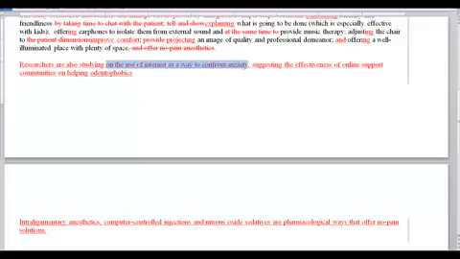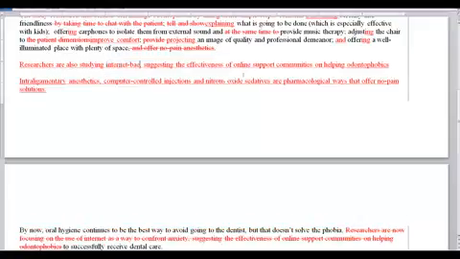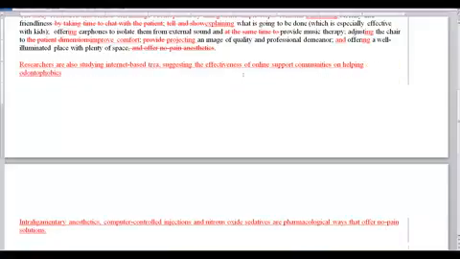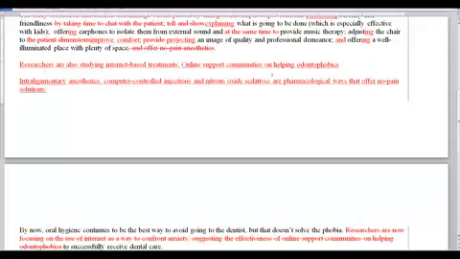I don't think we need to repeat confronting anxiety. We know anxiety is involved here, so researchers are also studying internet-based treatments and online support communities, just to describe what those internet-based treatments entail. Online support communities may help odontophobics, and I feel like we need some more information about these studies.